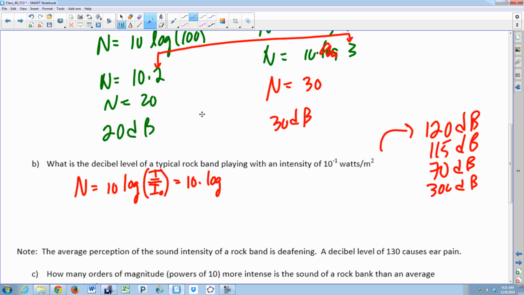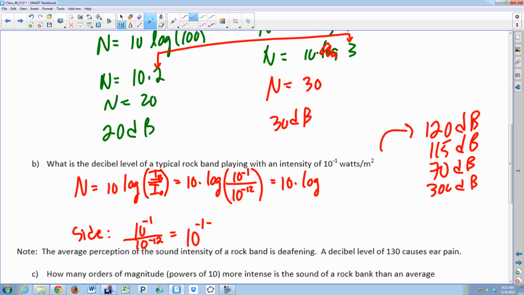So N is equal to 10 times the log of I divided by I sub naught. 10 times the log, well, the intensity of the band is 10 to the negative 1. And the reference intensity here is 10 to the negative 12. Again, I use my exponent rules. Side note here, 10 to the negative 1 divided by 10 to the negative 12 is 10 to the negative 1, take away a negative 12, which is 10 to the 11th. So log base 10 of 10 to the 11th. Remember, these bases are exactly the same here. So all I do is lift off my exponent, and I get 11. So I get 10 times 11, which is 110 decibels.